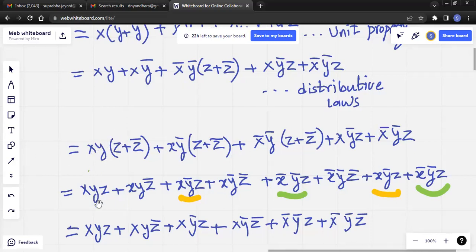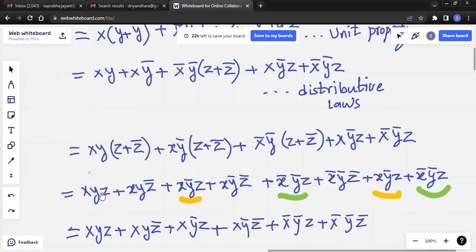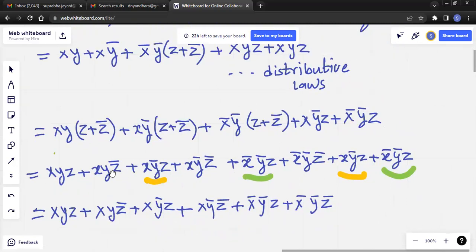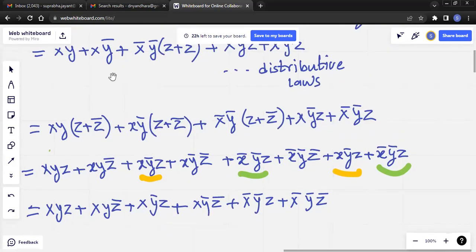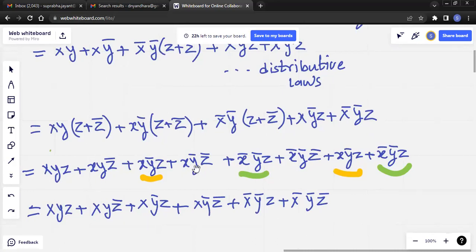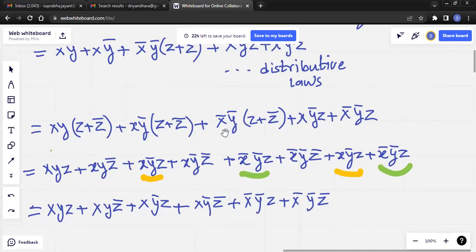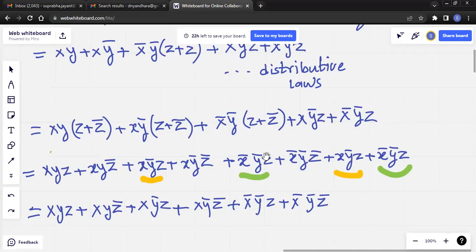X into y into z we have written first. Then comes x into y into z bar. Then x into y bar into z. Then x into y bar into z bar, plus coming here x bar y bar z, you can see. Then x bar y bar z bar. Then comes x into y bar z, and this is x bar y bar z as it is.